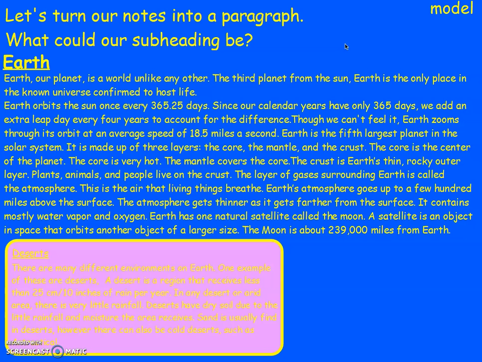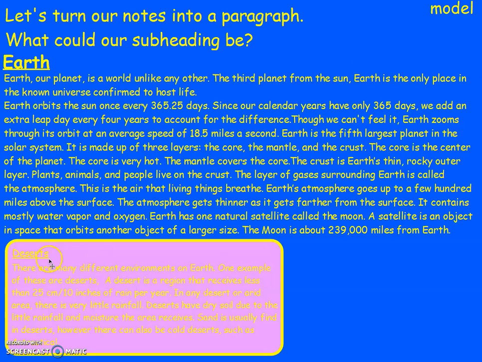So, it contains mostly water vapor, which is like steam, and oxygen. Earth has one natural satellite called the Moon. A satellite is an object, so I'm using sort of like parenthesis there or a subordinate clause just to bring extra information about what I mean by satellite. A satellite is an object in space that orbits another object of a larger size. The Moon is about 239,000 miles from Earth.